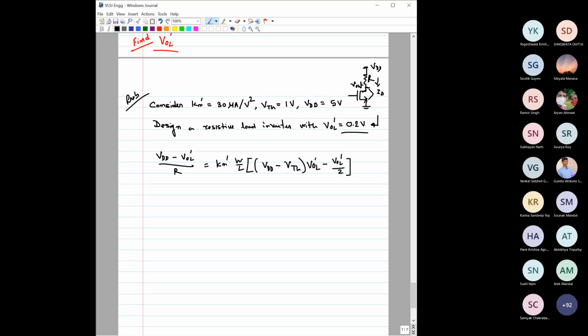Yes, sir. VOL dash whole square. Square, right. You are absolutely right. So here you see this value is given, this value is given, Kn value is also given, VDD value is given, VTH value is given. All these values are given. So this is quite general. From here, if you do a little bit of manipulation, probably what you will get is something like this.